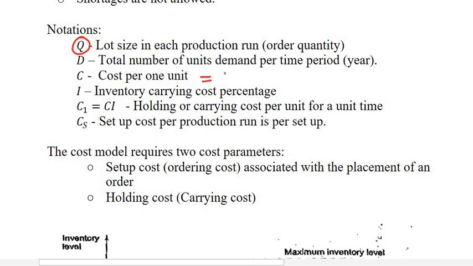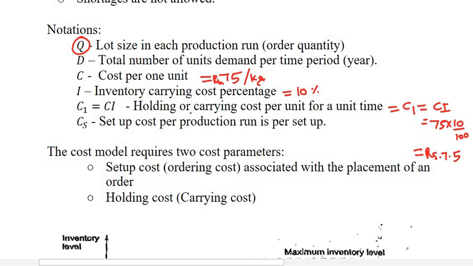For example, the cost of a unit must be 75 rupees, so rupees 75 per kg. And the inventory carrying cost must be 10% of the corresponding cost value. Then the holding cost value C1 should be calculated with the help of C into I. That's nothing but 75 into 10%, which is equivalent to 7.5 rupees. Rupees 7.5. In this way, we can calculate the holding cost from the inventory carrying cost percentage.